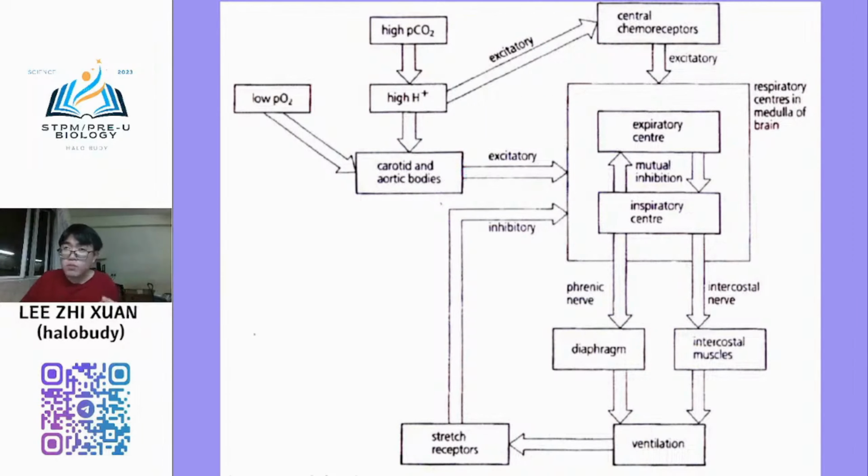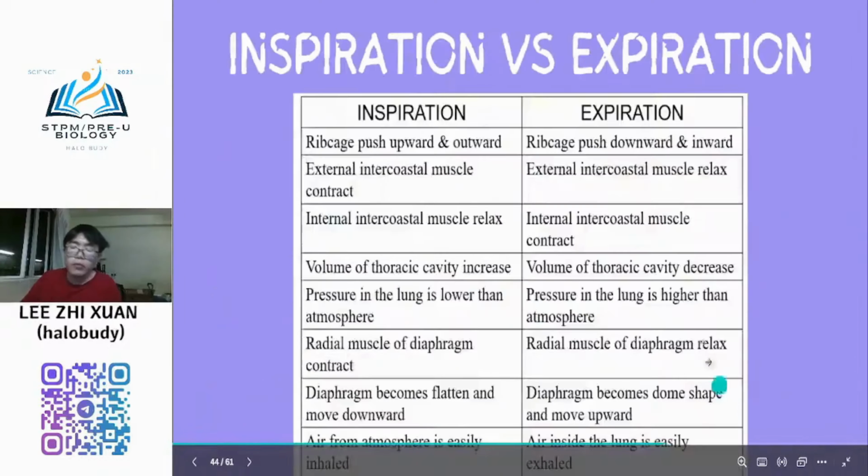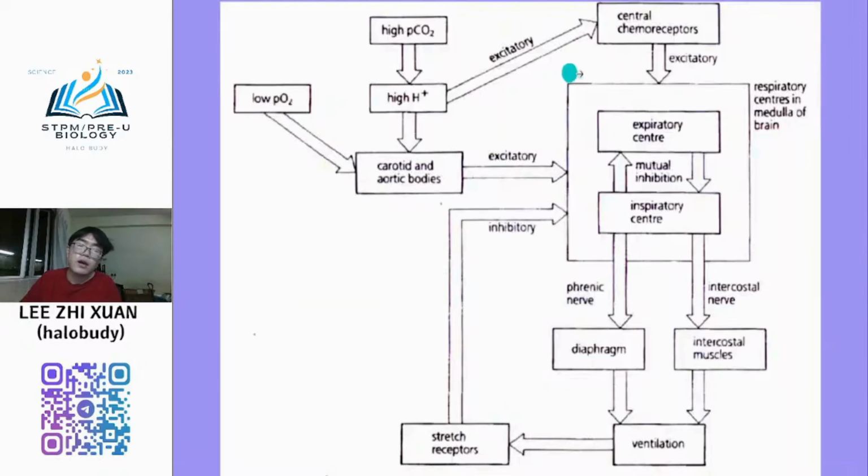if your hydrogen ion is very, very high, the hydrogen ion will diffuse into the cerebrospinal fluid. So once your hydrogen ion goes into the cerebrospinal fluid, the central chemoreceptor will also detect it. Oh, the hydrogen ion in this cerebrospinal fluid is also very high. So if both have detected it, it will be stimulated, and it will send impulses to the inspiratory center. Once it sends the impulse, the inspiratory center is already stimulated.